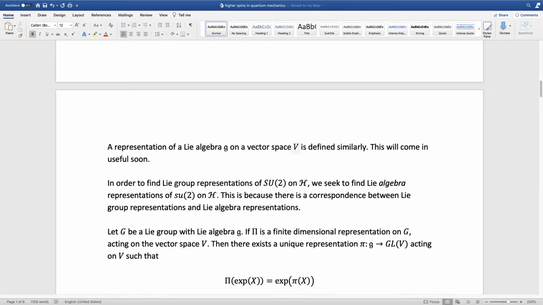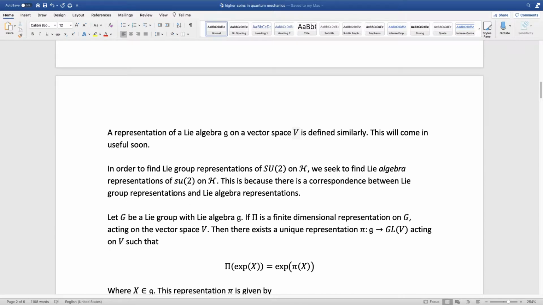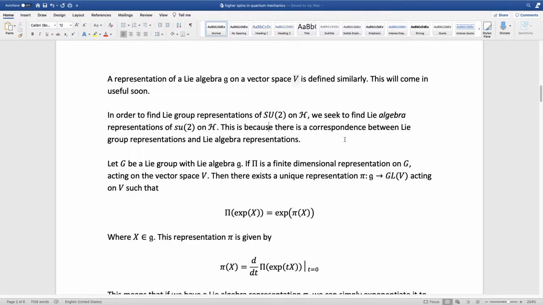So in order to find the Lie group representations of SU(2) on the Hilbert space, we seek to find a Lie algebra representation of SU(2) on the Hilbert space. Do note the distinction between this, which is the Lie group, and this, which is the Lie algebra. This is because there is a correspondence between the Lie group representations and Lie algebra representations. Once we find the Lie algebra representations, we can exponentiate them to find Lie group representations.